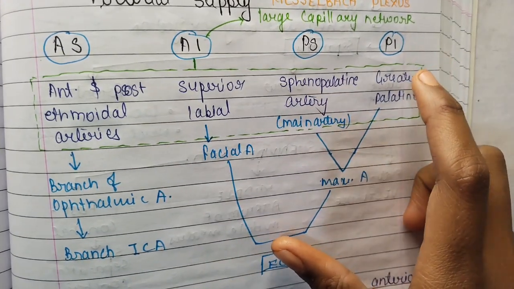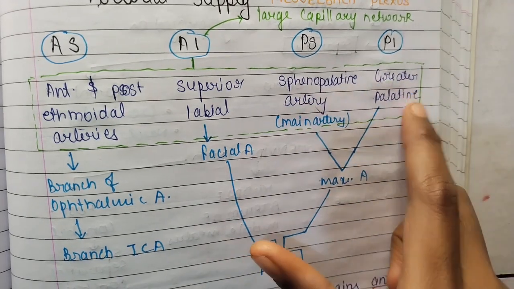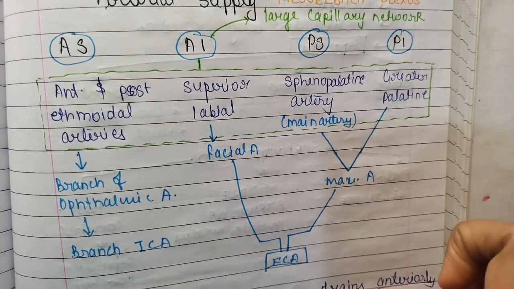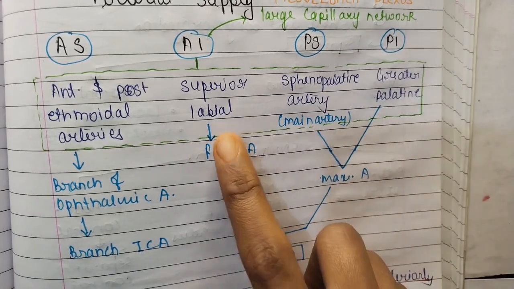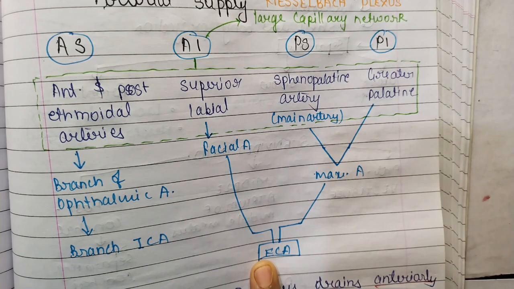Then posterior superiorly, it is supplied by the sphenopalatine artery, which is the main artery here, and the posterior inferiorly is supplied by the greater palatine. These two both are the branch of the maxillary artery. So posteriorly, the arterial supply of the nasal septum is majorly by the maxillary artery. Now facial artery and maxillary artery, both of these are the branch of the external carotid artery.